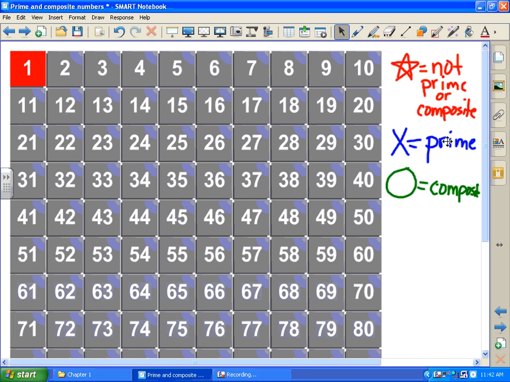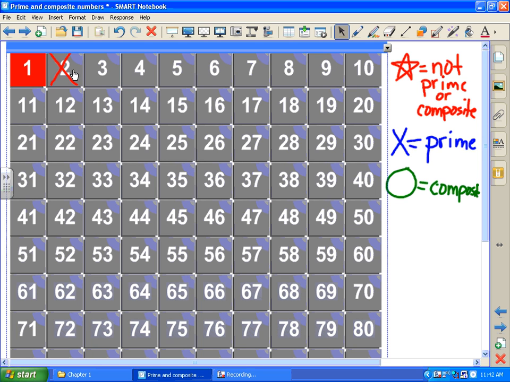Now, I will say to you that the first prime number is the number 2. So everybody put an X on 2. Purple. Yeah, you're doing purple.